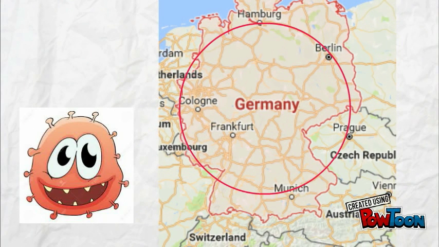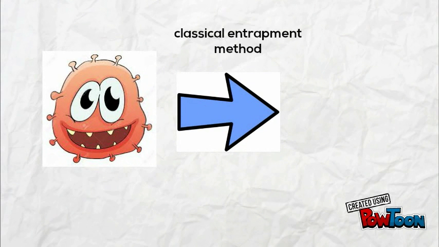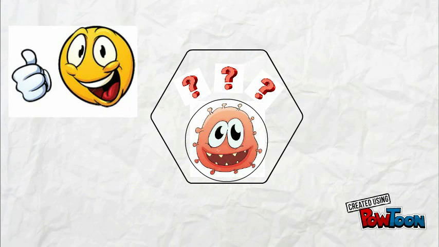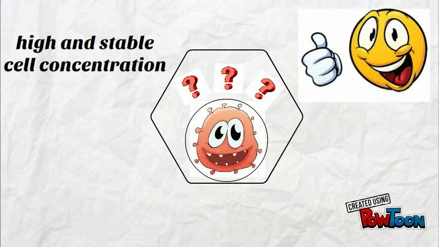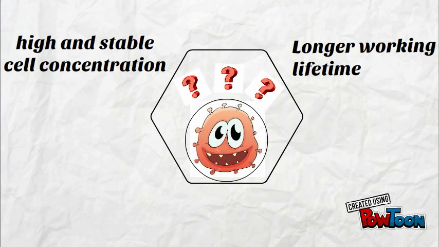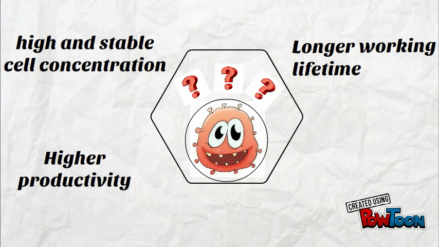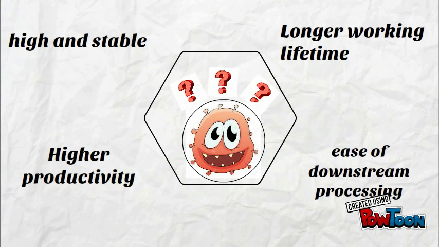In this fermentation process, we used immobilized Lactobacillus. Lactobacillus will undergo the classical entrapment method to produce immobilized Lactobacillus. Why do we use immobilized Lactobacillus? Because it can help to maintain a high and stable cell concentration. Besides, it has a longer working lifetime than the free cell system. It can be retained for 20 days before undergoing the death phase. Next, immobilized Lactobacillus can also produce higher productivity than free cells. It also eases downstream processing, as it is easier to filter out with the beads.